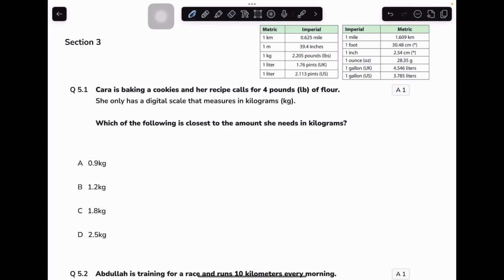Okay, for this question, Cara is baking cookies and her recipe calls for 4 pounds of flour. She only has a digital scale that measures in kilograms. So we are going to need to use the conversion of kilos to pounds. So let me write that out. 1 kilogram is equal to 2.205 pounds.